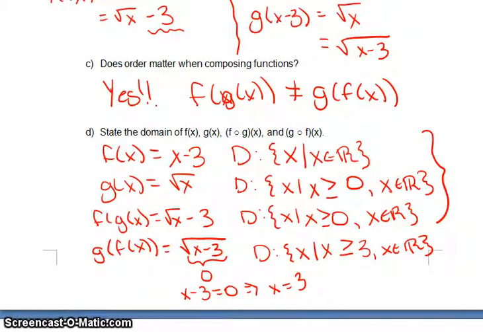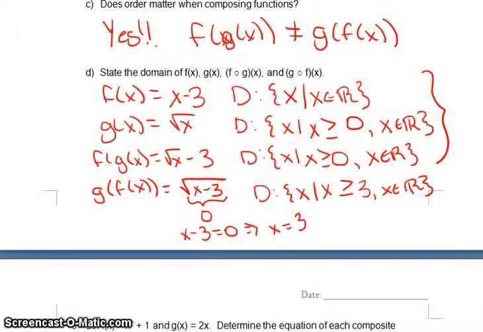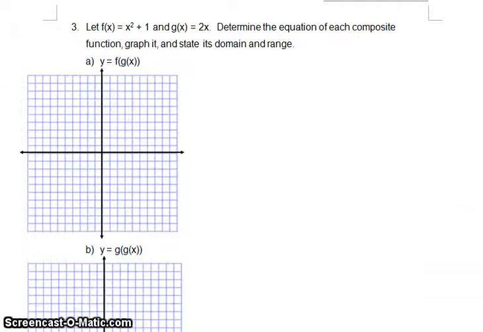So now let's move on to example number 3. Here we're going to be dealing with some sketching and some graphing. It's going to be wonderful. And so here we have a function f of x is equal to x squared plus 1, and we also have a function g of x is equal to 2x. Here we need to determine the equation of each composite function, graph it, and then state its domain and range.